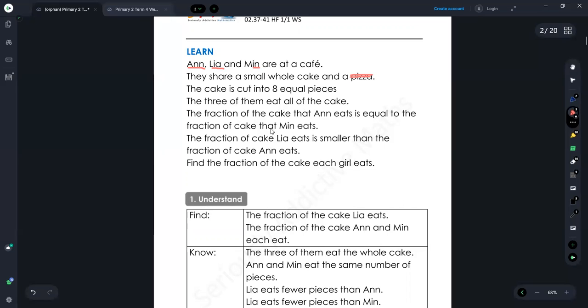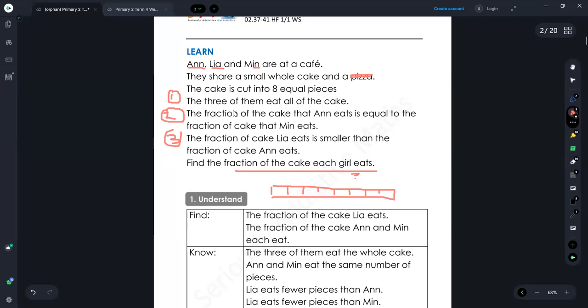The fraction of cake that Ann eats is equal to the fraction of cake that Mei eats. So there's one very important condition here. The first condition is they eat all. The second condition is that the fraction of cake Ann eats is equal to the fraction of cake Mei eats, and then the fraction of cake Leah eats is smaller than the fraction of cake Ann eats. So this is the condition. Find the fraction of cake each girl eats. To do this question, let's draw a bar model representing a cake that is cut into 8 equal pieces, 8 equal pieces.